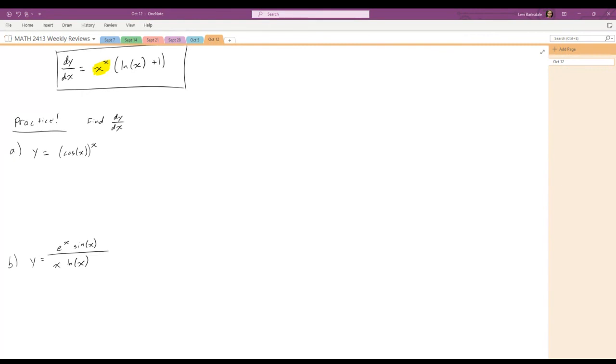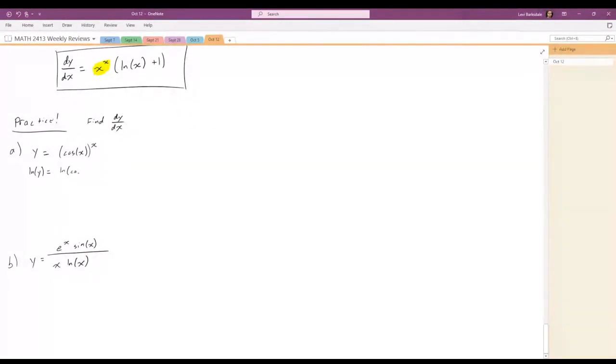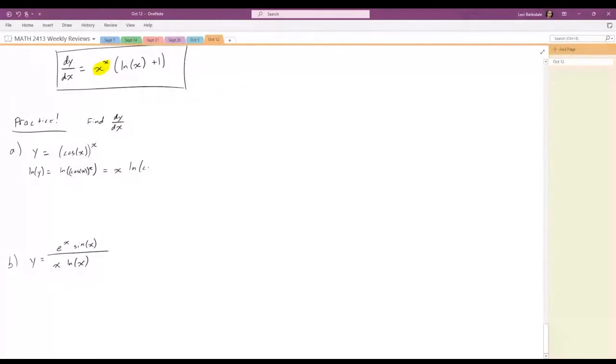All right, let's go over these problems. We'll start with the first one. Again, we don't know how to take the derivative of cosine of x to the power of x. Taking the natural log of each side, we get ln y, which is equal to x times the natural log of cosine of x.